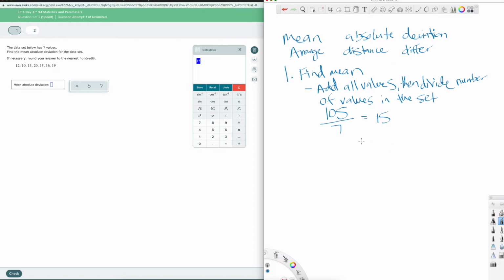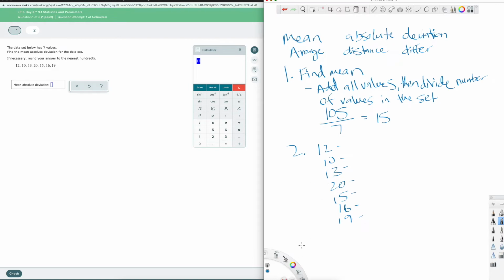Now, for step number 2, I want to find the distance from each value and the mean. So distance, average, because we want to know how much they differ. For each one, I'm just going to write them down: 12, 10, 13, 20, 15, 16, 19. And if you've done this on the notes page, it should look something very similar to this. It was just typed out instead of handwritten like this, but something very similar.